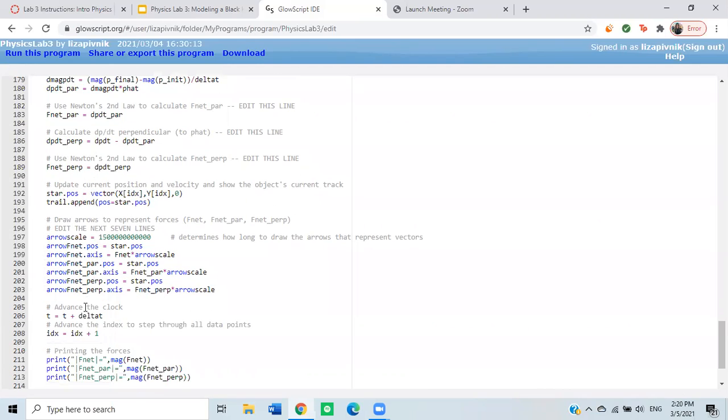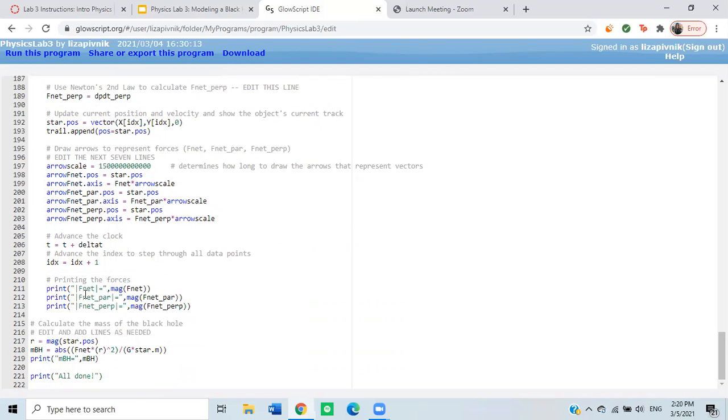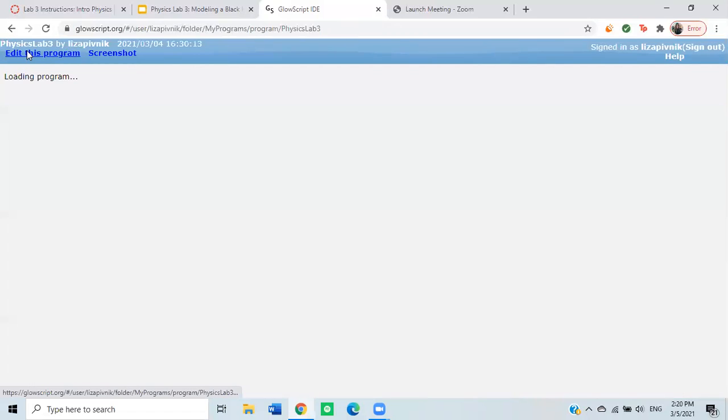Then all we had to do was change some of the arrows to make sure they showed up clearly on our image, so we can see our arrow scale had to be made quite large for them to be visible. And then we could print the F net parallel and the F net perpendicular for each moment of the star's trajectory. Then on the bottom here, we were able to calculate the black hole's mass by simply rearranging G m1 m2 over r squared is equal to our F net force, since the only force acting on the star was the black hole.